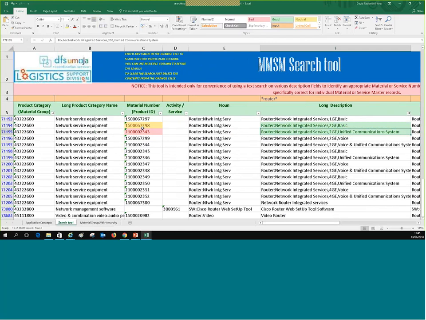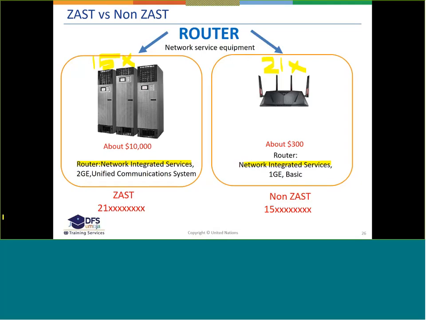So if someone is asking, please raise a shopping cart for a router for network integrated services, before selecting this one or this one randomly, the conversation should be, okay, is this 1GE, 2GE, 3GE, 4GE? Is it basic, if it's voice, or is it a unified communication system? Because the importance of the selection of the right product ID has to be understood.